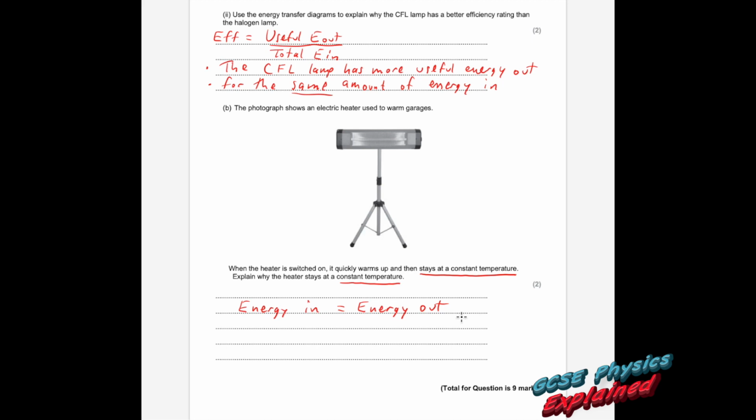Right, if you don't like energy in equals energy out, you could say energy gained equals energy lost. And I've seen you get 2 marks for that. But if you don't like that, you could always write it like this instead. And there you go. That's how to take care of business.